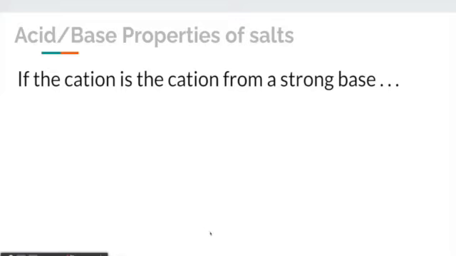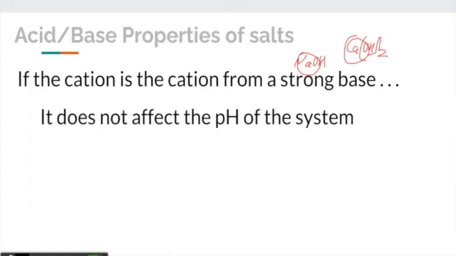Now we need to spend a little time talking about the acid-base properties of salts. And there's a couple of rules that we're going to go through, and then we're going to learn a lot of this mostly by examples. If the cation is the cation from a strong base, so in other words, you have strong bases like NaOH, let's say, or CaOH2, something like that. That cation we're talking about here, if that's the case, then it doesn't affect the pH of the system. And we're going to look at why it doesn't affect the pH of the system in a little bit.